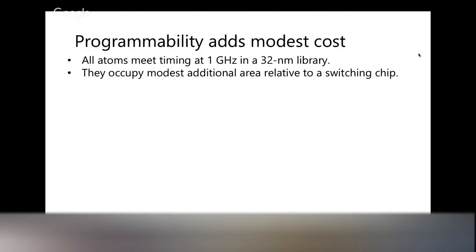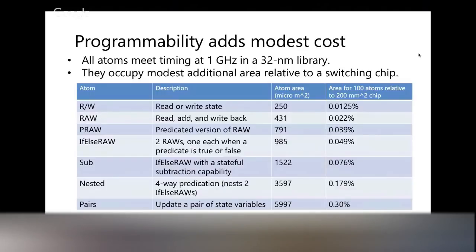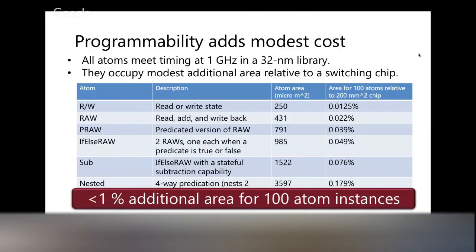So here are some concrete area numbers. As you can see, the area overheads are actually pretty small even for the most complicated of these atoms, and the areas increase as you go down the hierarchy, right? And that's to be expected because the atoms get more complex. Well, the takeaway here is it's less than about 1% additional area for 100 atom instances.